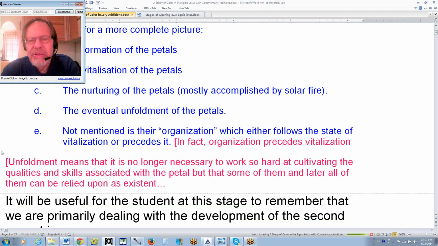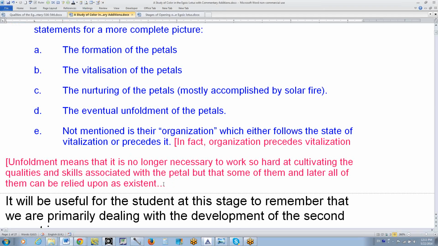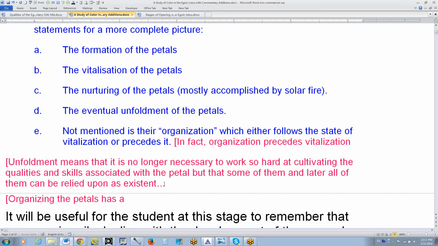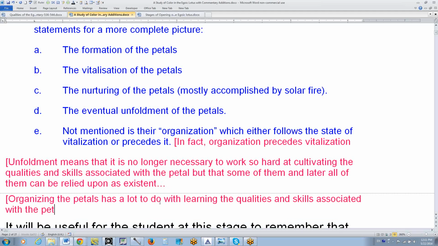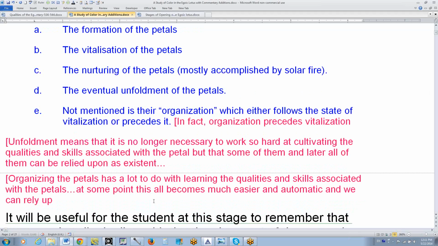We all know there are certain things we do by second nature. They are built into us, and we can always rely upon the fact that we can do them. We're not getting into the car for the first time and wondering what is a gear shift, what is a steering wheel. They just work for us. But there was a time when we had to learn. So I would say that organizing the petals has a lot to do with learning the qualities and skills associated with the petals. At some point, this all becomes much easier and automatic, and we can rely upon a set of qualities and skills built into our nature, i.e., unfoldment.